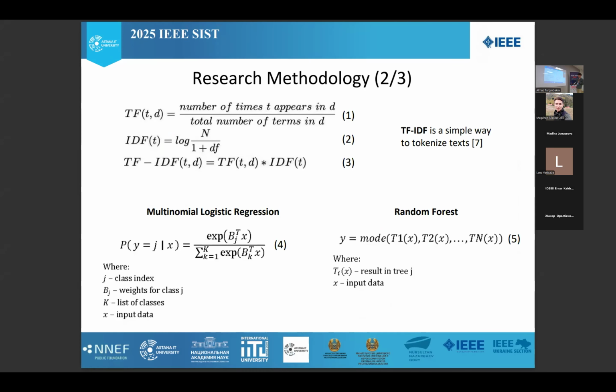Also, we combined with traditional ML models. We use TF-IDF, which is a simple way to represent text, which gives us a vector that indicates how each word from the text impacts the others. With TF-IDF, we use logistic regression and random forest, as I said before.